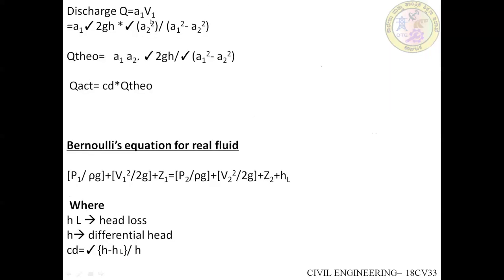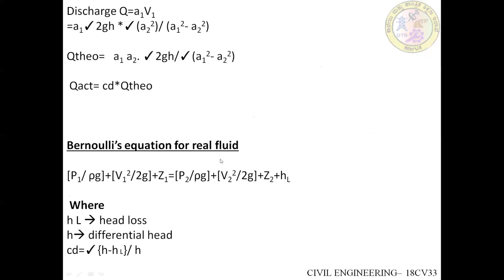So we have the discharge equal to A1 into V1. You substitute the value of V1 from the last equation, and you will get the formula for Q theoretical, which is nothing but A1 A2 root of 2gH divided by root of (A1 square minus A2 square), and Q actual is equal to CD into Q theoretical. So this is the expression for discharge for a horizontal venturimeter.